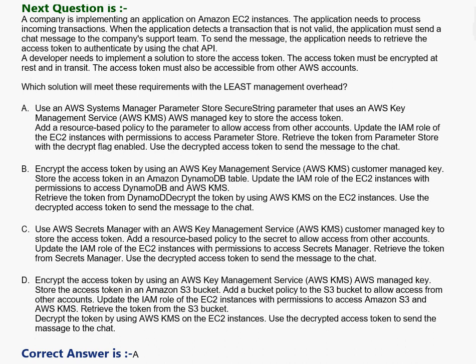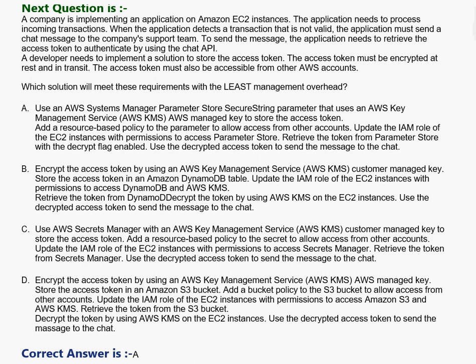Option B. Encrypt the access token by using an AWS Key Management Service (AWS KMS) customer managed key. Store the access token in an Amazon DynamoDB table. Update the IAM role of the EC2 instances with permission to access DynamoDB and AWS KMS. Retrieve the token from DynamoDB and decrypt the token by using AWS KMS on the EC2 instances. Use the decrypted access token to send the message to the chat.